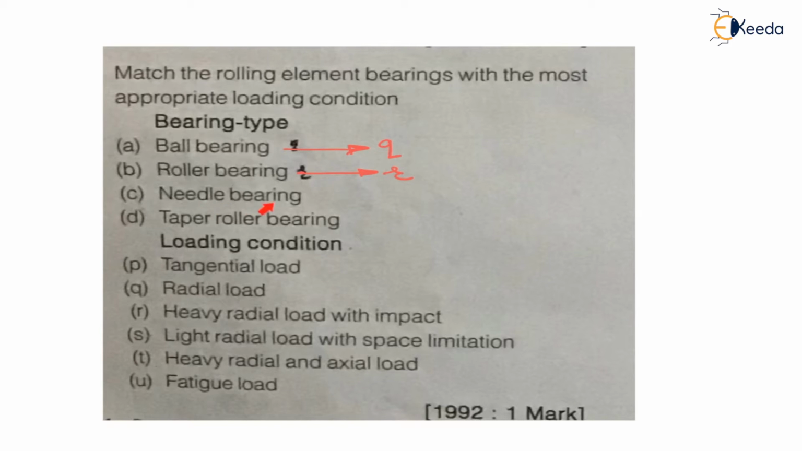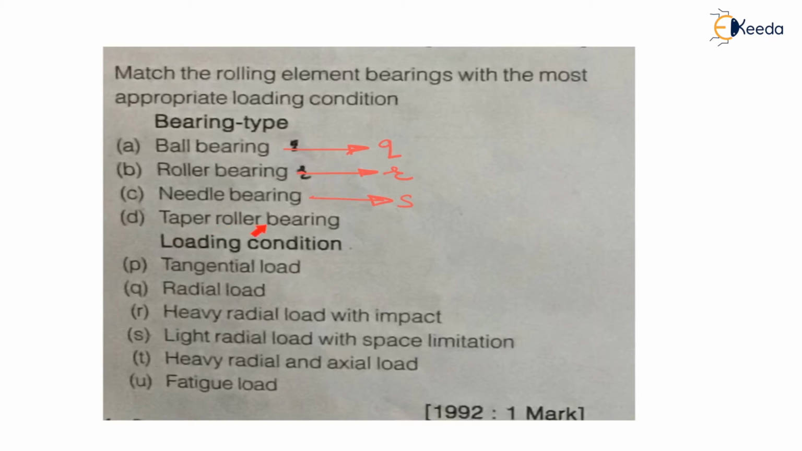Next is needle bearing. Now my dear students, for needle bearing there is a space limitation. Therefore it is used for light radial load with space limitation. Therefore option S is the correct choice. Right, for C option S is the correct choice.